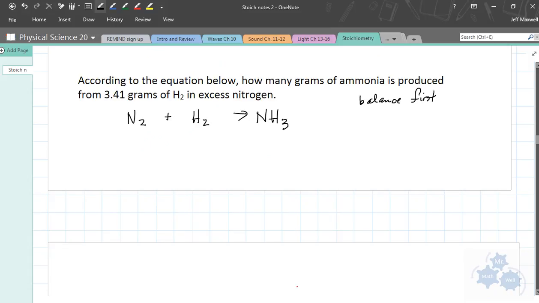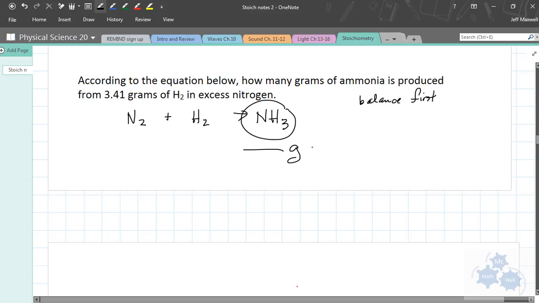Okay, so here's a question you can do on your own. According to the equation below, how many grams of ammonia, and that's this one right here, is produced from 3.41 grams of H2 in excess nitrogen? So here's how you start, and I'll let you take it from there, guys.